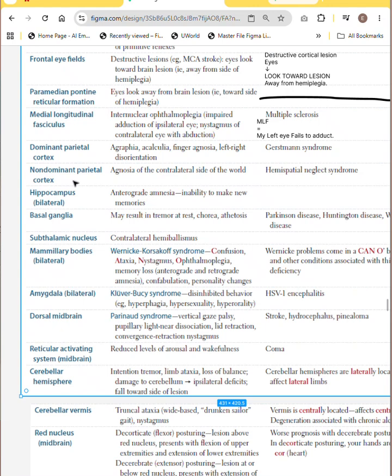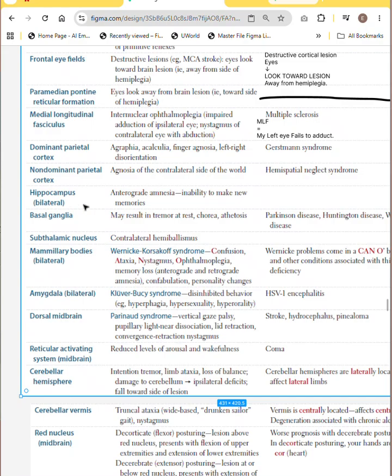For example, he will eat only the right half of his plate, shave only the right side of his face, and draw half of a clock. He ignores his left arm altogether. We call this hemispatial neglect. It's a hemispatial neglect syndrome. There's agnosia of the contralateral side of the world, like it doesn't even exist for him. It's not like he's blind or anything.